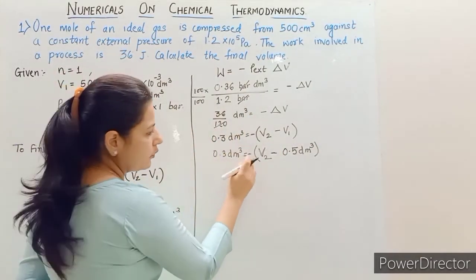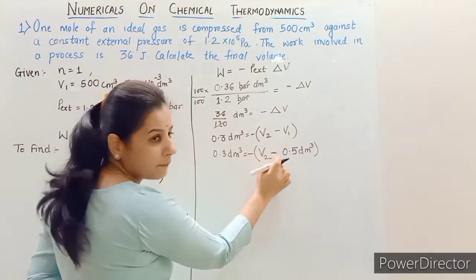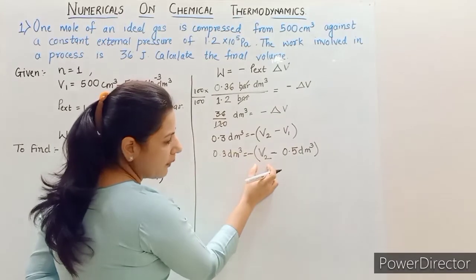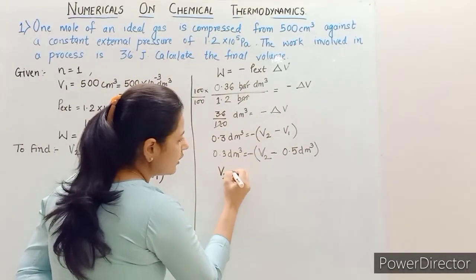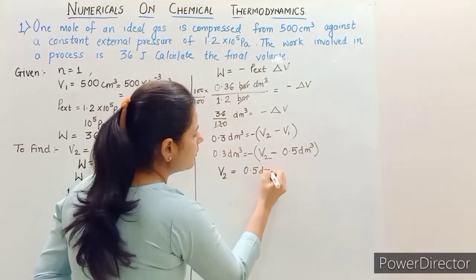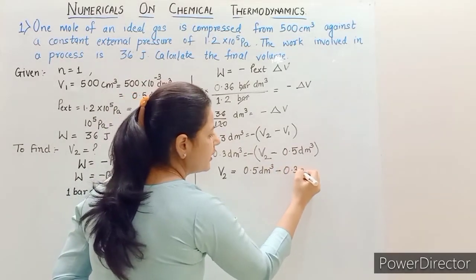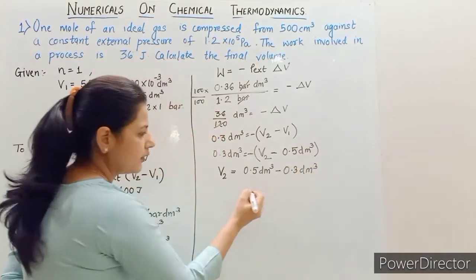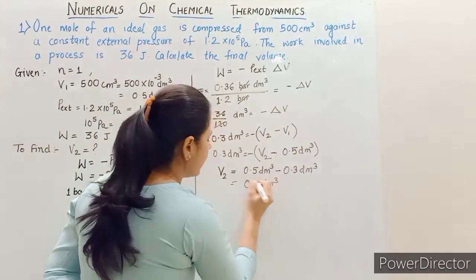Yes. Now let us open this. This will become minus V2 and this will become plus 0.5 dm cube. So minus V2 if I bring to this side, it will become plus V2 will be equals to 0.5 dm cube, and this will go over there and will become minus 0.3 dm cube, and this is nothing but 0.2 dm cube.